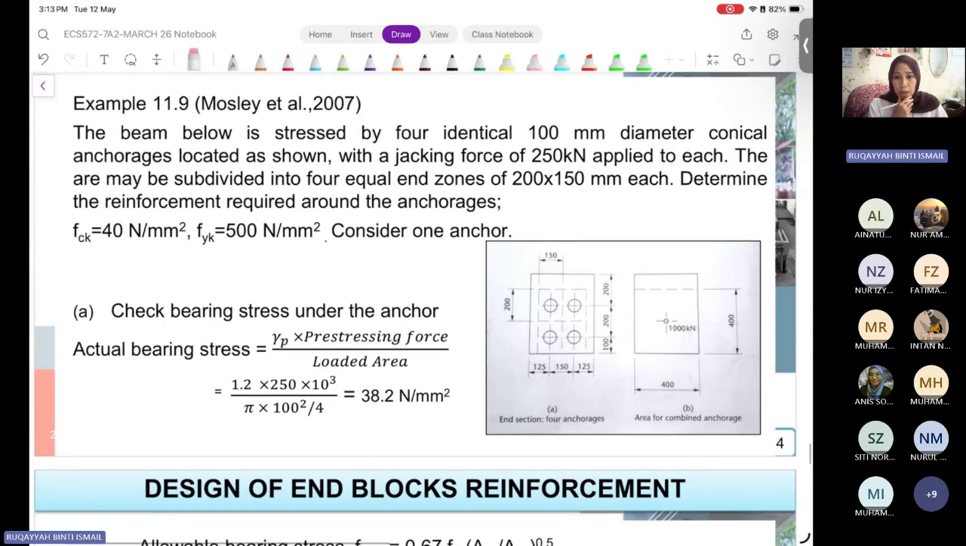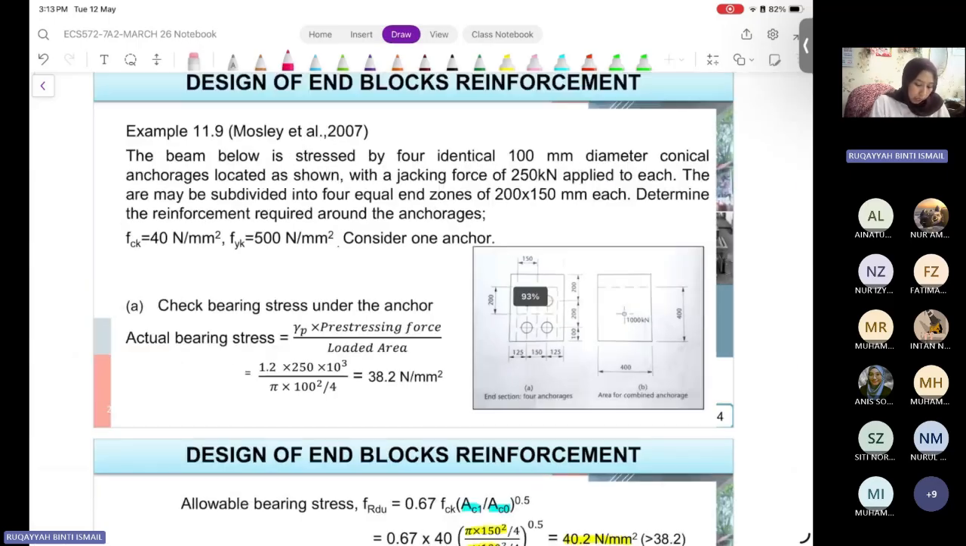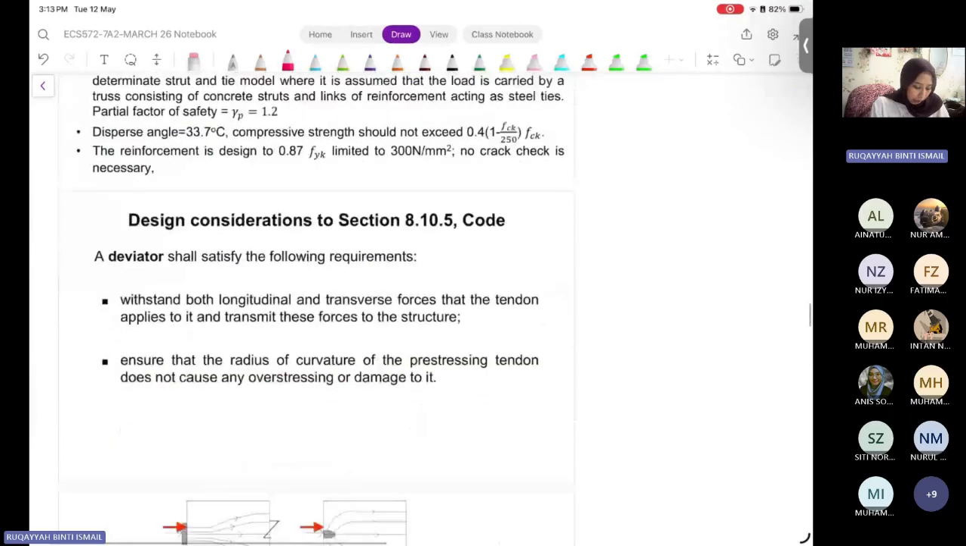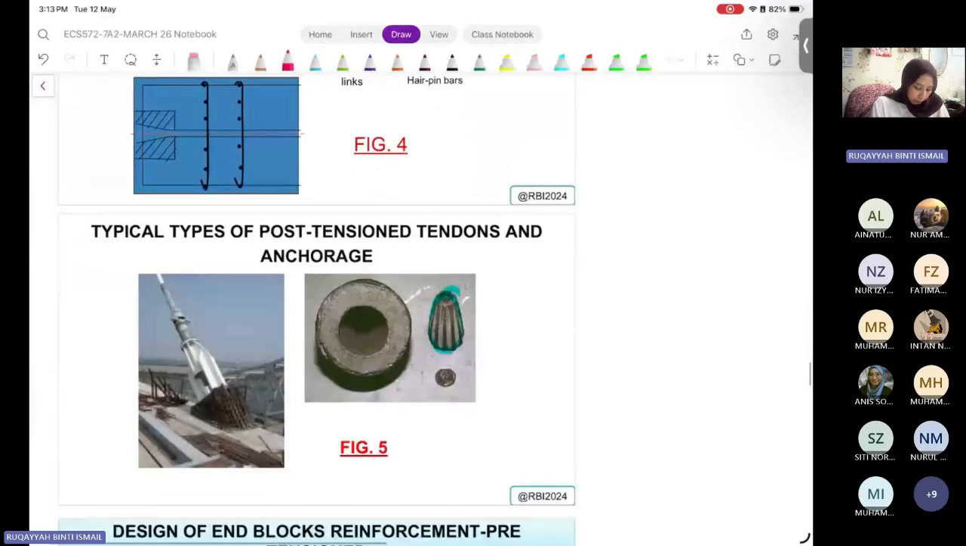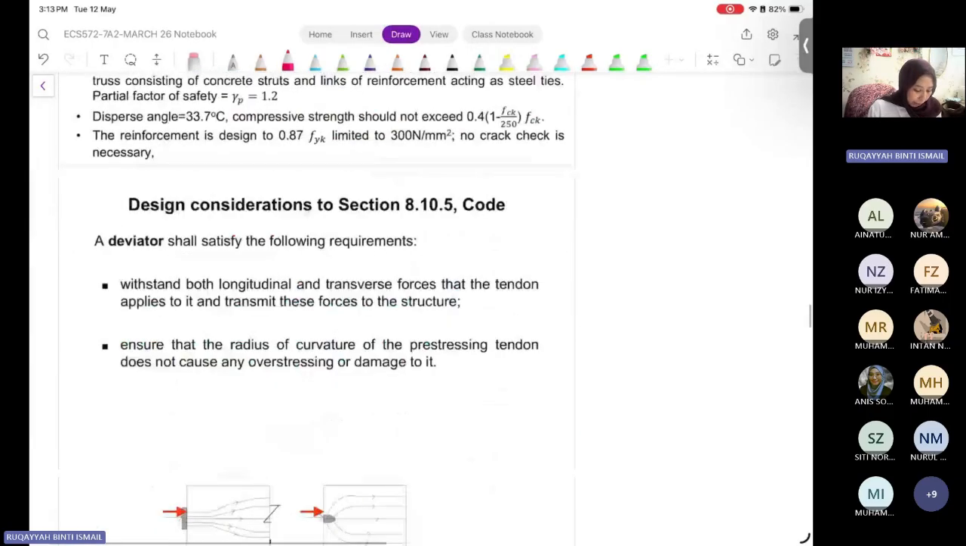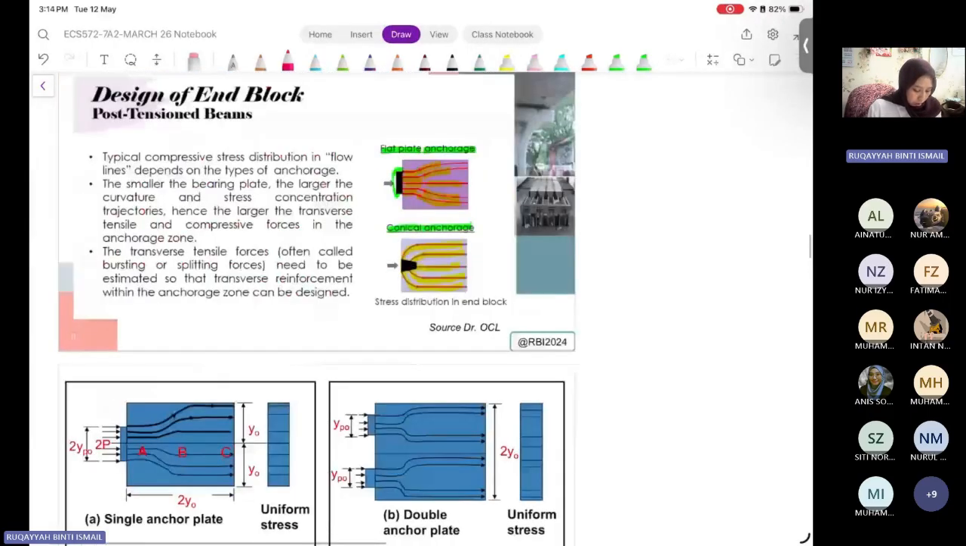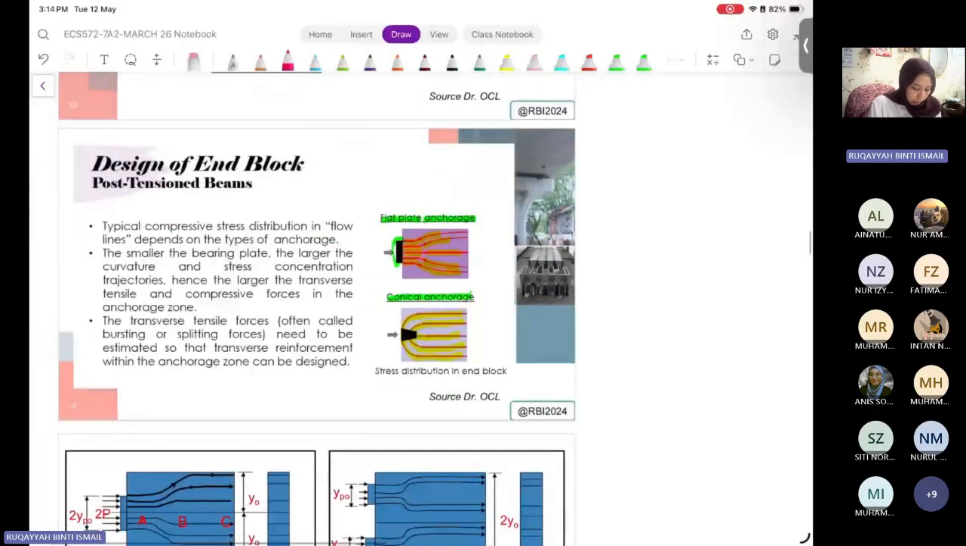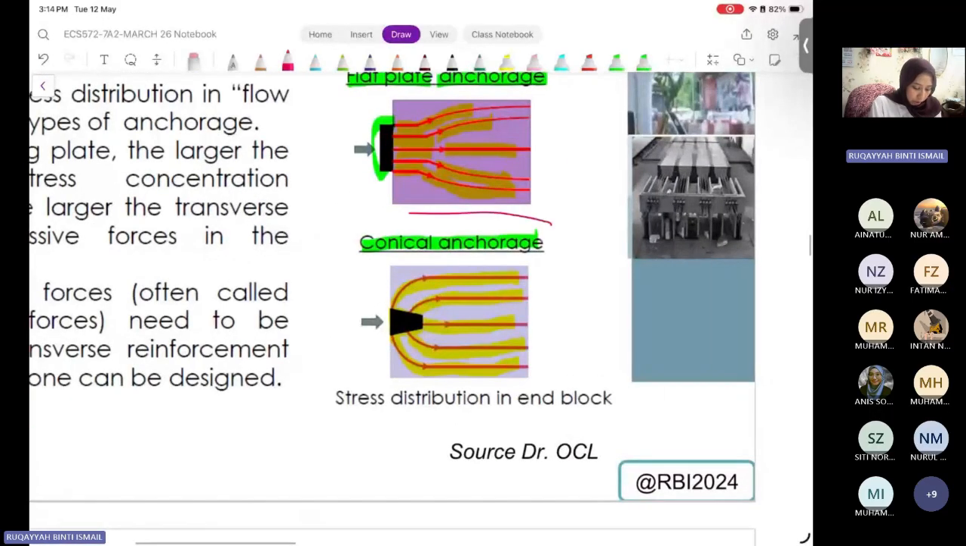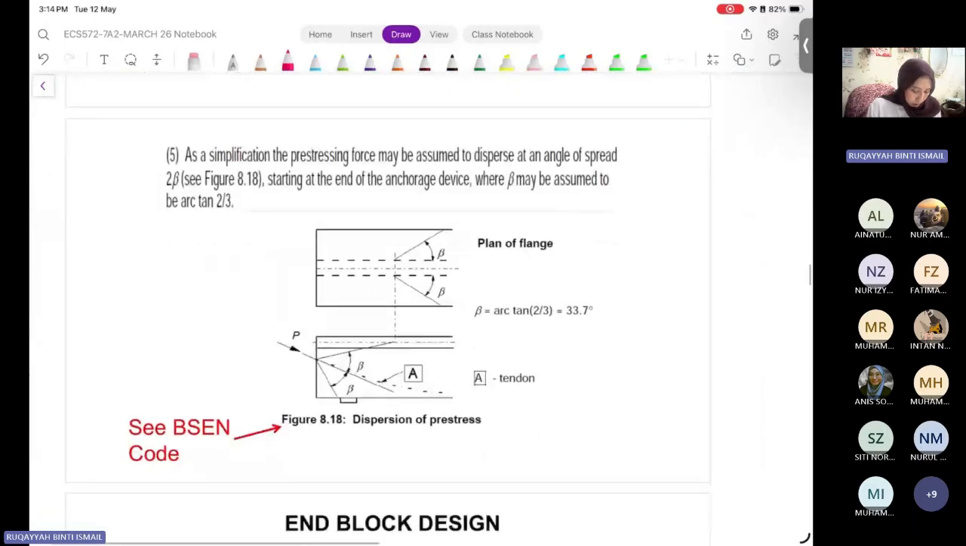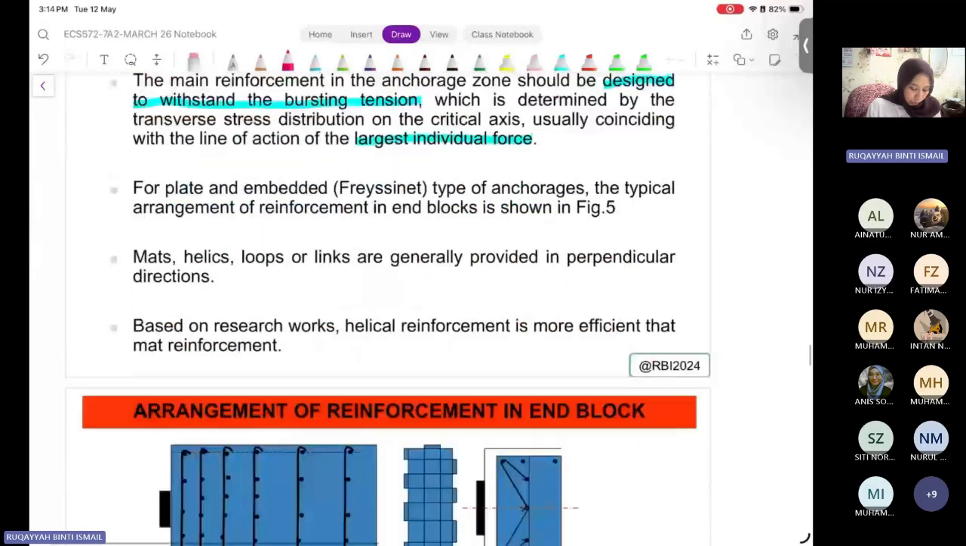So when you have a conical type of anchorage, that means it will be penetrated. Its shape is like this, conical. It goes inside, so it's not a plate. So when it's conical, it will be something like this, and its stress distribution will be like this.